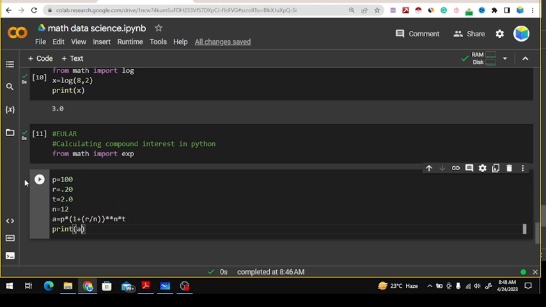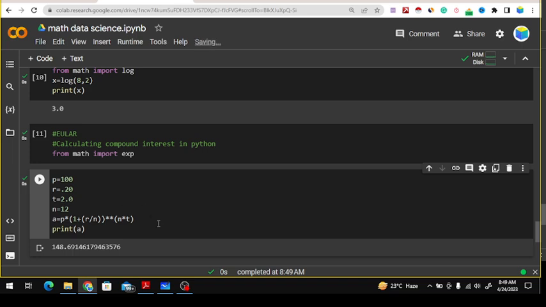Print A. Let's see what happened, because we have created here a compound interest calculation. P is 100, R is 0.20, time duration t is 2.0, N equals 12, and P should be multiplied by (1 + R/N), and close this bracket. It's not an NT, we need to put it inside parentheses. Now it's clear.